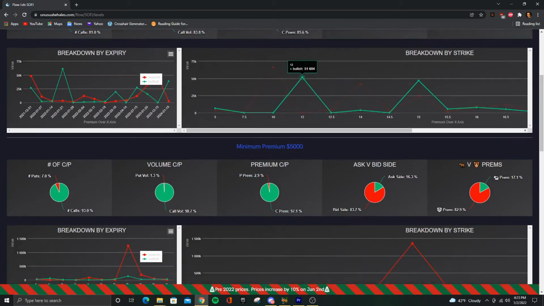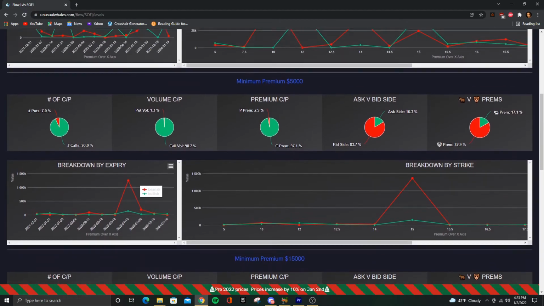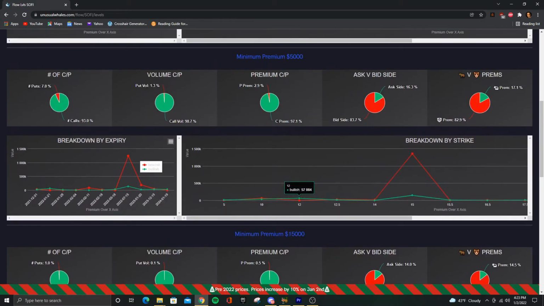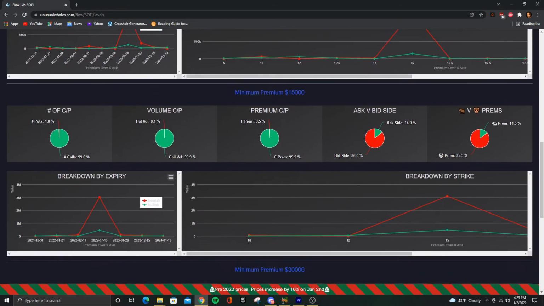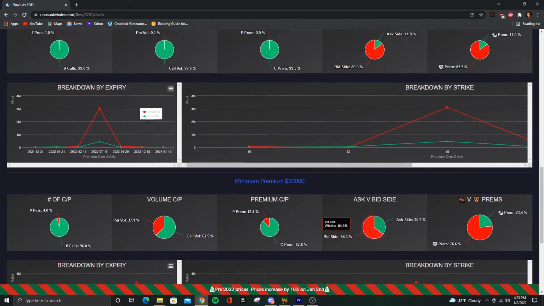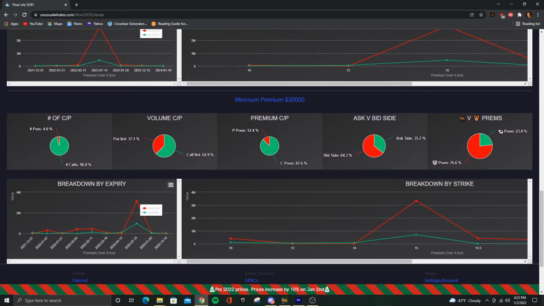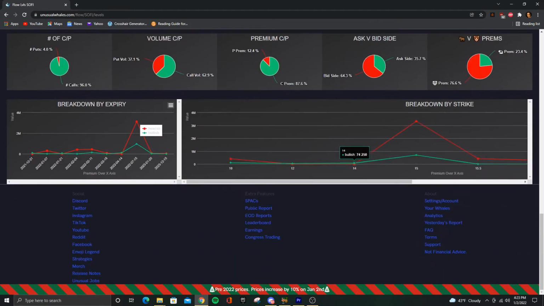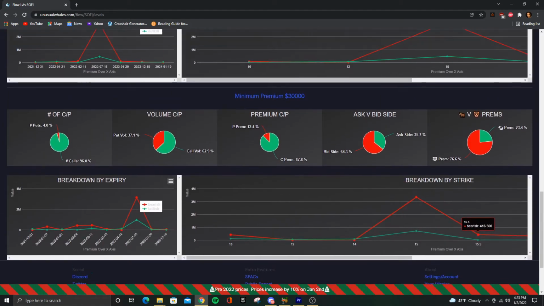Now, what I like to do is check what big money is betting on, so I even skip past the $5,000 premium. I like to go to the 15,000, 30K premiums and see what big money is betting on here in the future. And like I said, you can hover over it and get the numbers. So I like to see what the whales, quote unquote, or big money are betting on. You can look at the expiration, strike price.